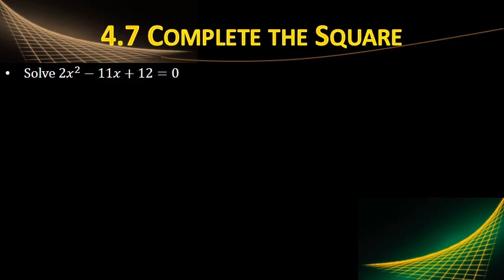So let's try another one. Move the 12 to the other side. We need to divide by 2 to get the a to be 1. See here we have 2x squared. We need this to be 1x squared. So divide everything by 2.